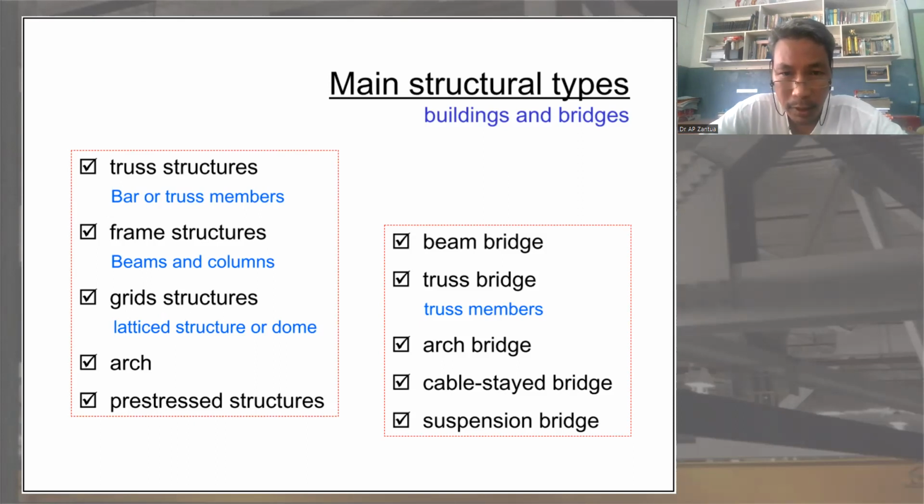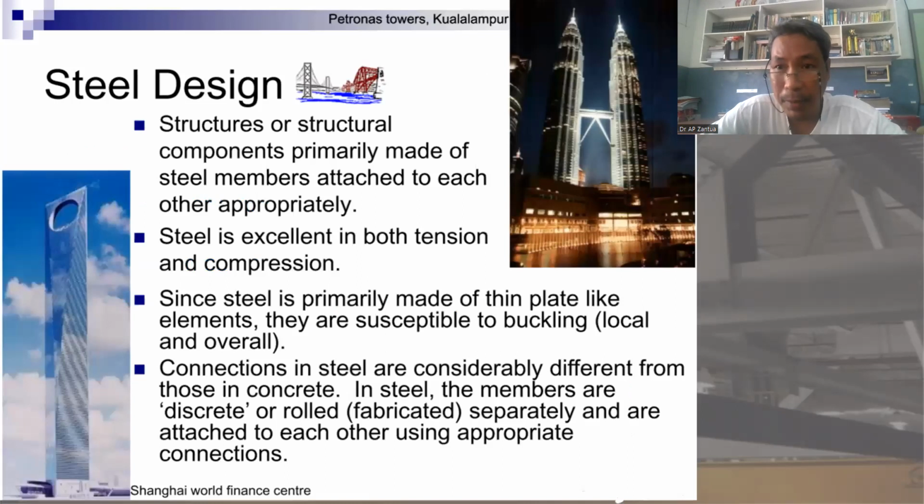And as you can see on your center or right-hand side, you have the bridge application. We have beam bridge, we have truss bridge. So there are truss members, bars, or components which form parts of an assemblage of trusses under the bridge structure. We have arch bridge, cable-stayed bridge, and suspension bridge. So those are the things that we discussed in this part 1, which we emphasized.